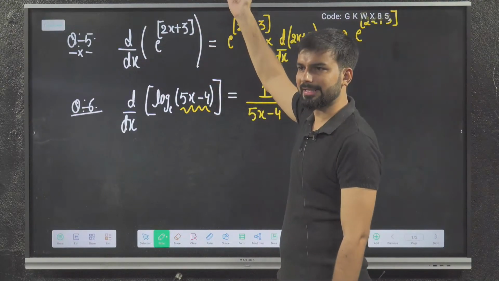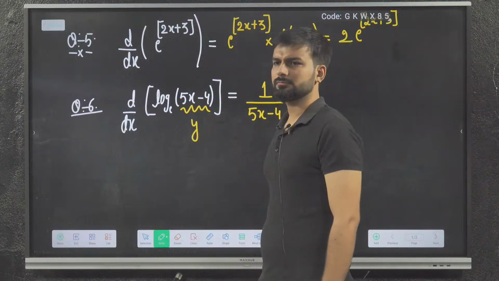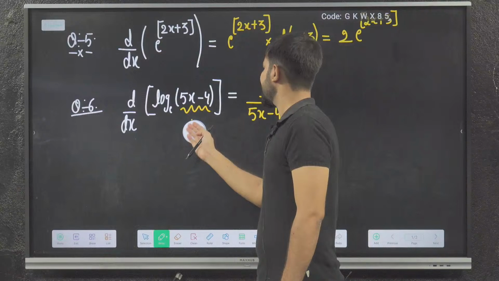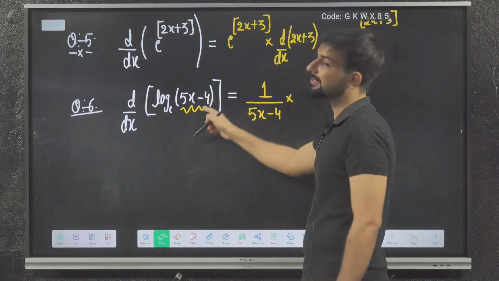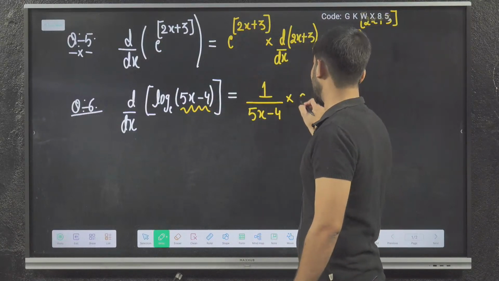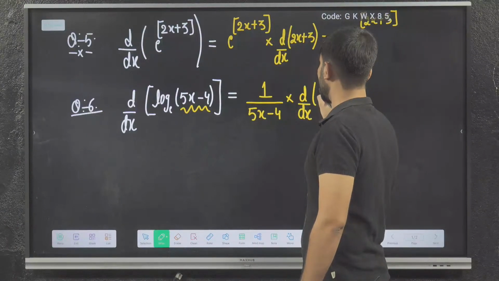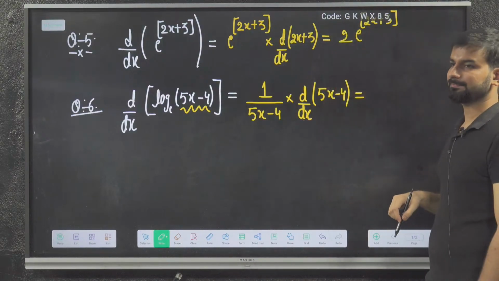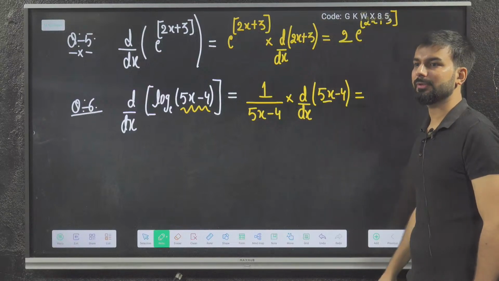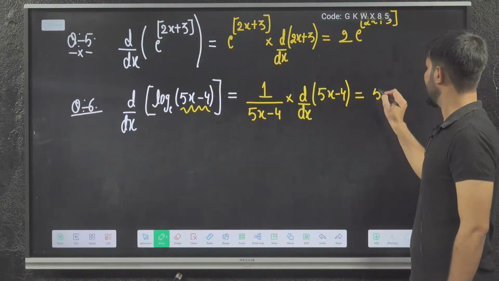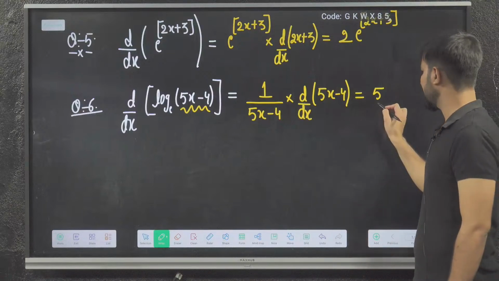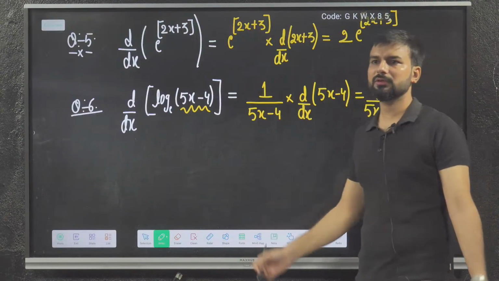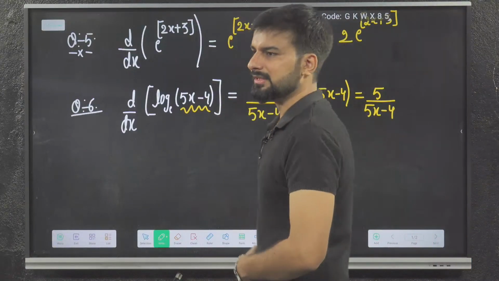Like there was 1 by x, na? You can assume it y. So the answer will be 1 by y. And what is y I am having? 5x minus 4, into, since it is not a single x, I have to differentiate it again. What do I have to differentiate? 5x minus 4. What answer will I get, beta? Differentiation of 5x will be what? 5. What is the differentiation of minus 4? 0. So my answer will be 5 upon 5x minus 4. Isn't it easy? Yes or no?